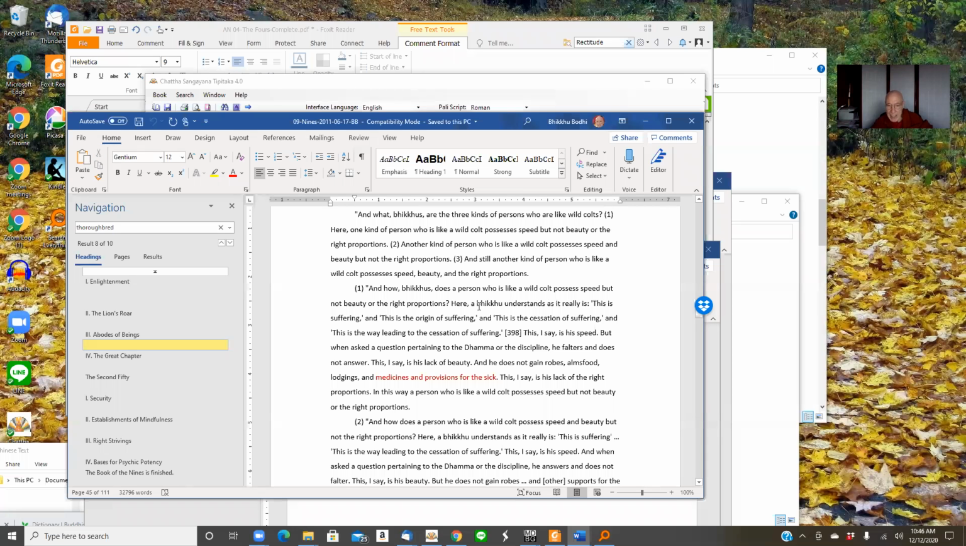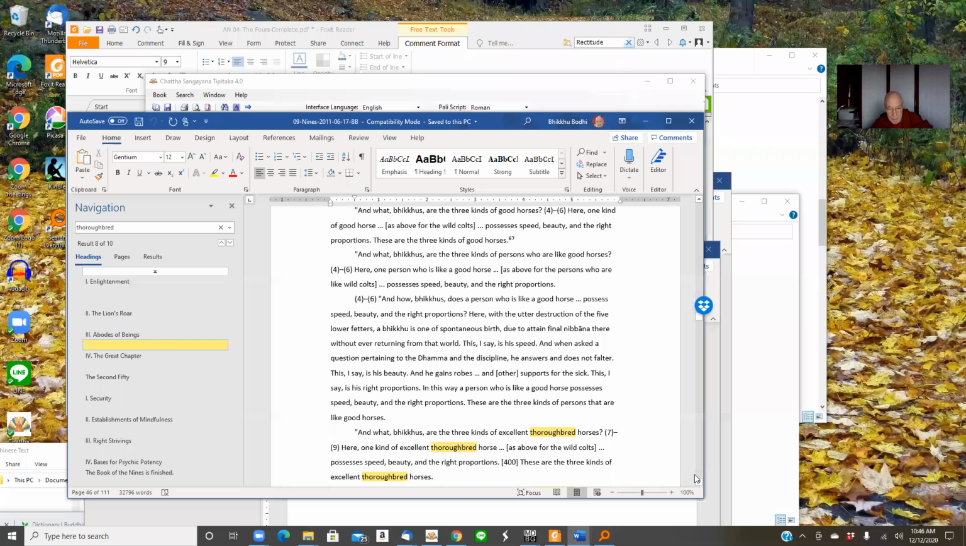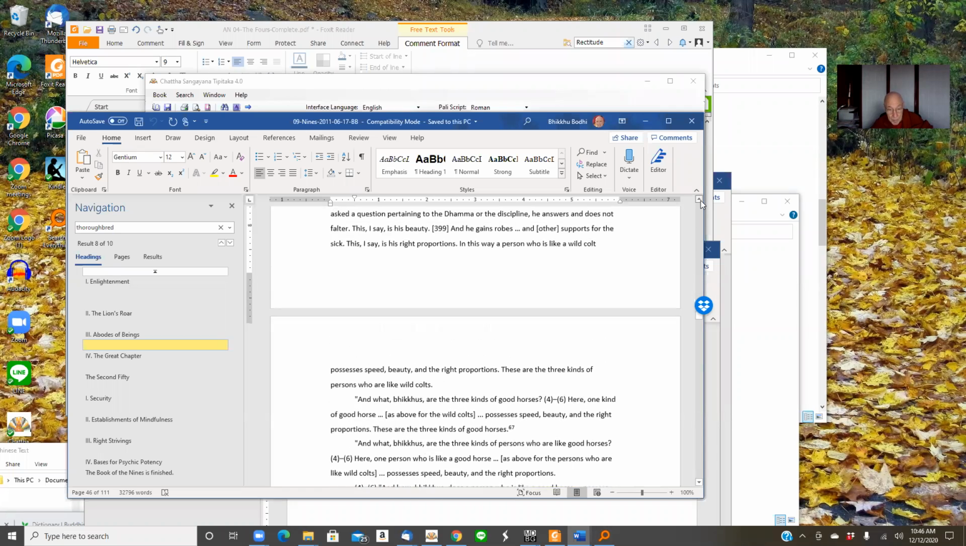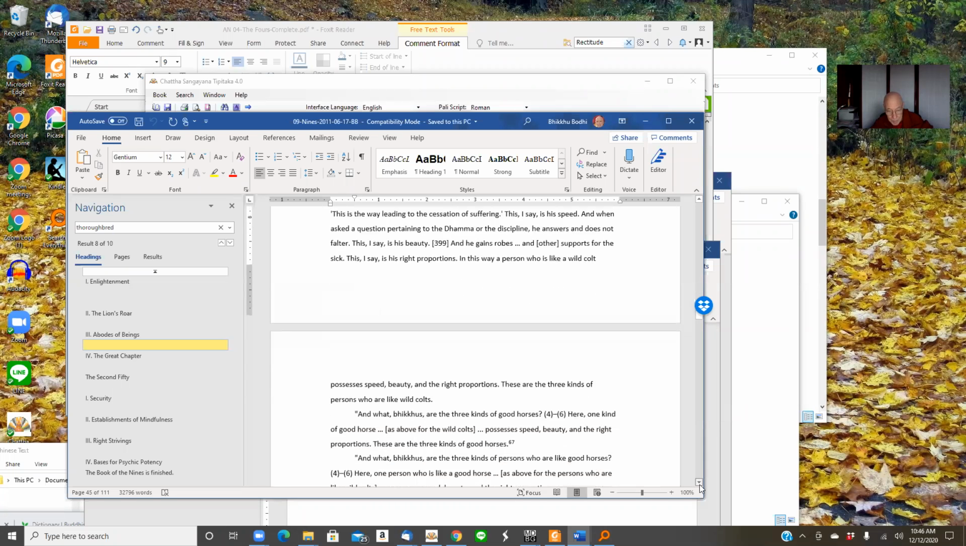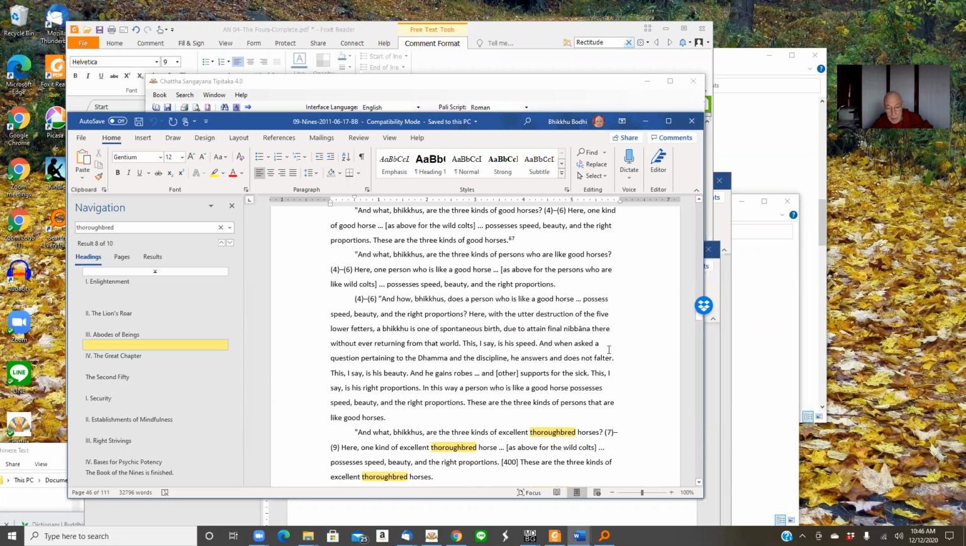And possessing speed is that the monk understands as it really is: this is suffering, its origin, its cessation, and the path. Then the next sutta says, so what is meant by possessing speed? That one destroys the five lower fetters and becomes an anagami.